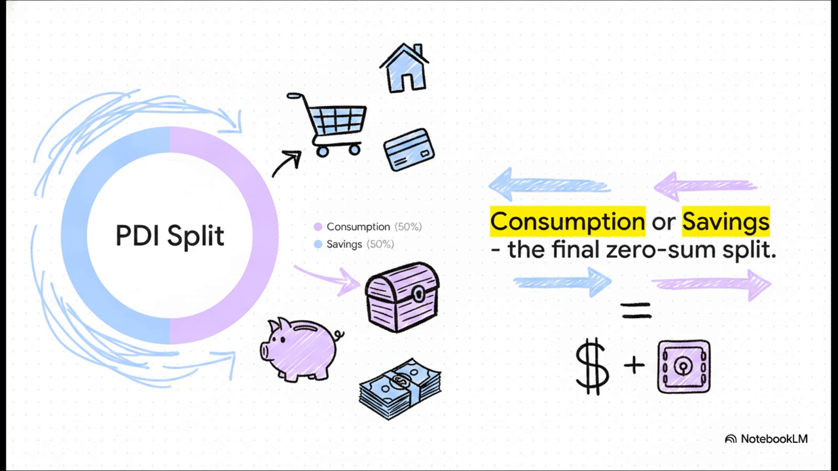And here is the absolute macroeconomic finality. Every single remaining rupee of personal disposable income is strictly categorized into a zero-sum split. You can either spend it or you can save it. The equation is absolute. Households can do one of two things with this final disposable income: allocate it to household consumption or put it away as household savings. Personal disposable income exactly equals consumption plus savings.